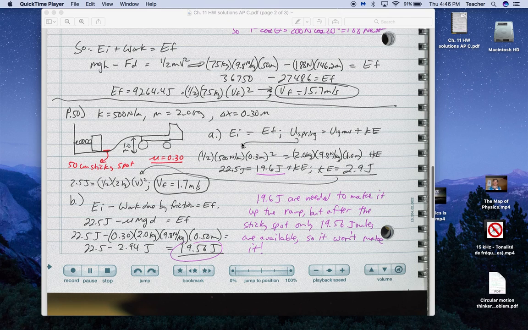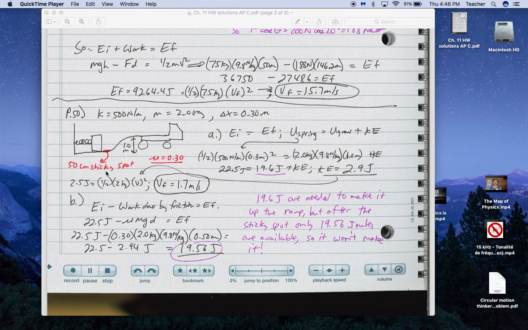For 50, we've got a truck, object going up there. Initially, you've got spring potential energy, and then it goes into both gravitational and kinetic. So the spring energy is 22.5 joules. You end up with, just to go up that height, 19.6 joules being used for the 2 kilogram object. You're left with 2.9 joules of kinetic energy. And so you can use that to figure out how fast the object will be moving.